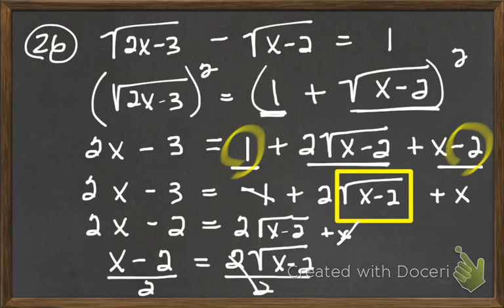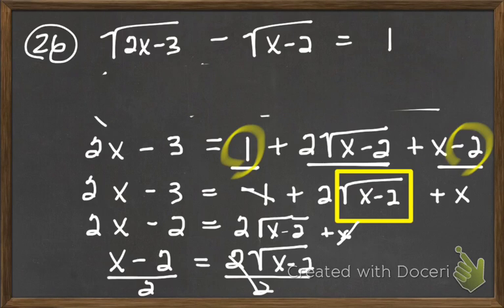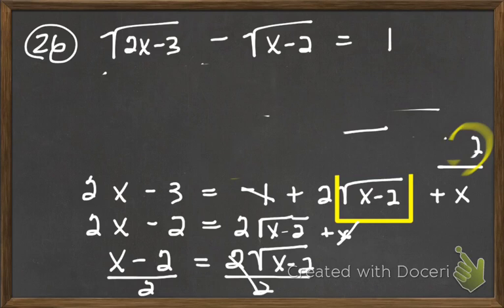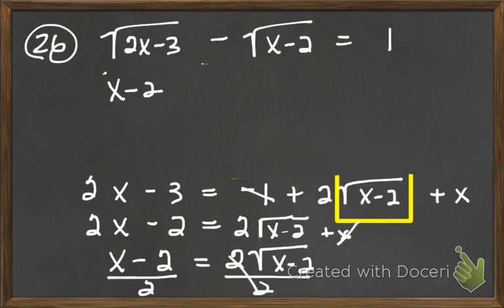So you're just using algebra. I know this one's hard. You're using algebra to get that last square root by itself, because you had 2 square roots. So you've got x minus 2 over 2 is equal to the square root of x minus 2.